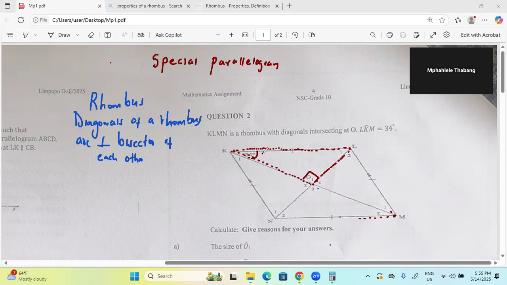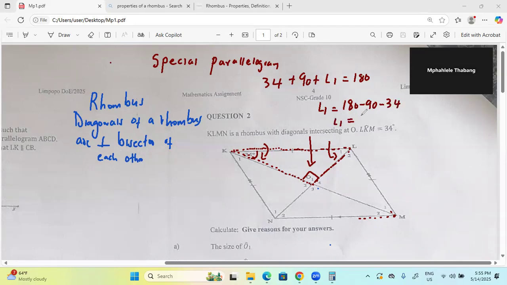So I will say this guy here, which is 34, plus this guy here, which is 90, plus this guy here, who is L1, must give us 180. Now you solve for L1. You say L1 equals, all these angles must give us 180. 34 plus 90 plus L1 must give us 180. So you say 180 minus 90 minus 34. I believe L1 is 56. Confirm it with your calculator.